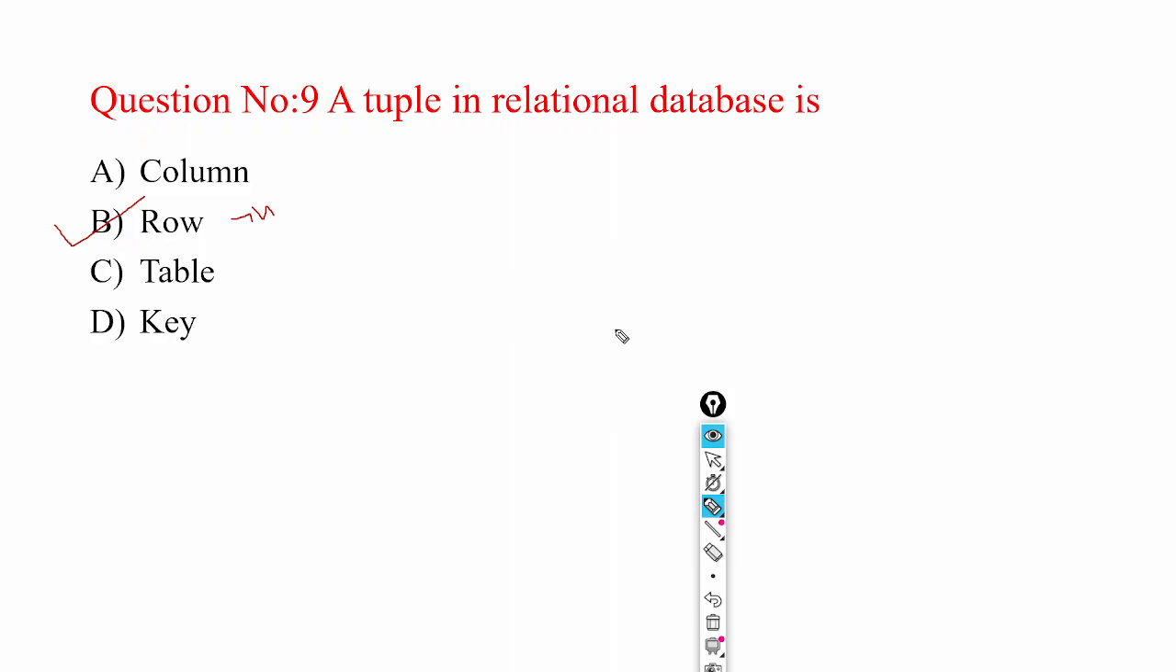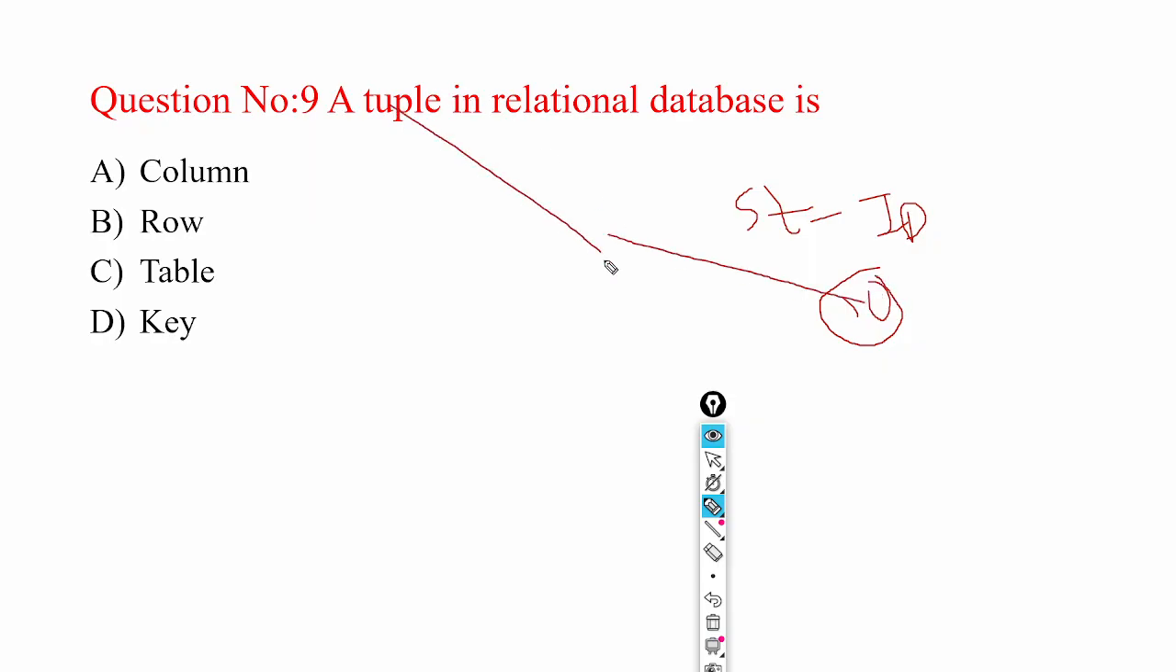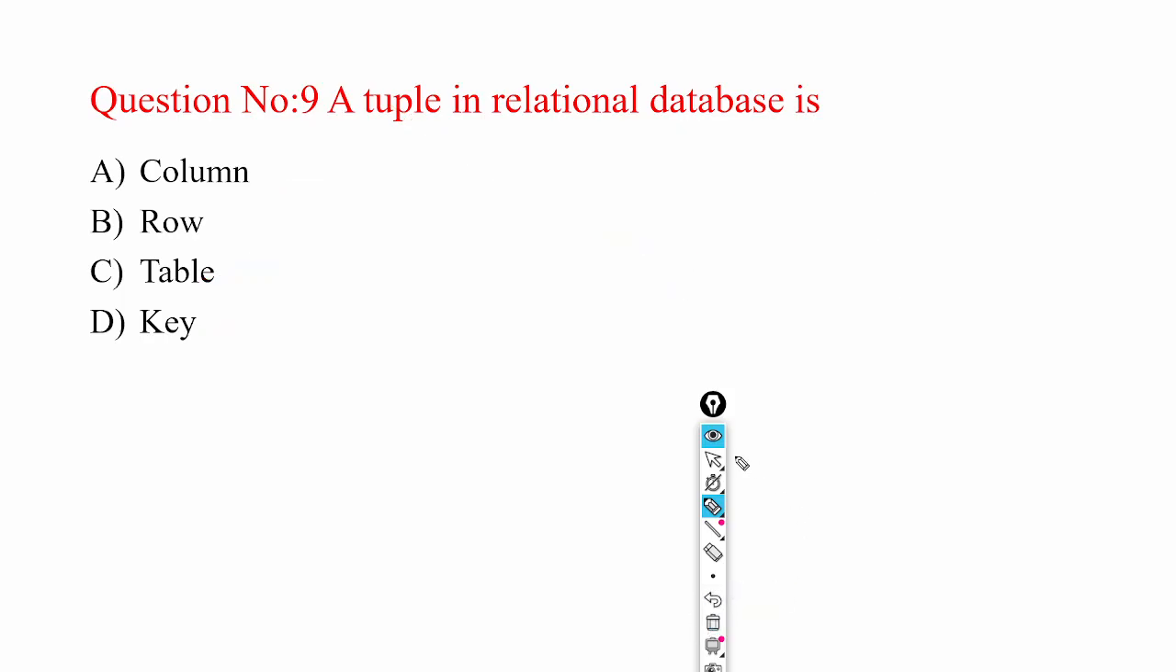So what is this row? Each tuple represents a complete record. For example, in a student table, the ID 10 is a row value, which we call a tuple. The column represents the attribute. A table is not a row and not a column; it consists of multiple tuples. A key uniquely identifies the tuples. So simply remember, tuple means row.